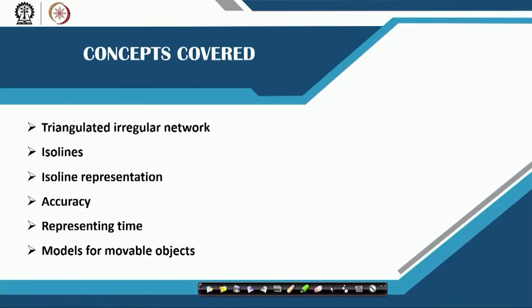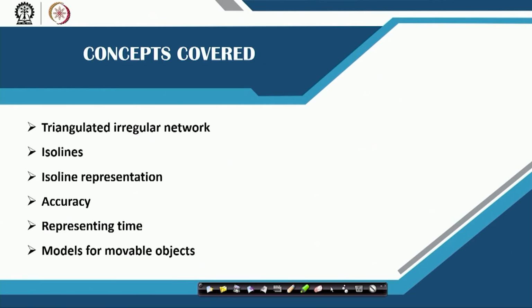Then finally, there is a thing that we have to understand, which is representing time. When we are doing a temporal analysis, we have to represent time. How do we represent time? Is there a way to understand and represent time? That is also something that we will look at in these slides. And finally, we would look at in this class the models for movable objects.